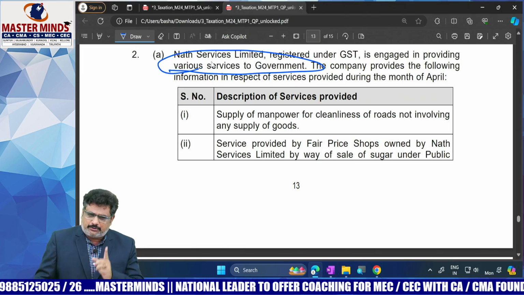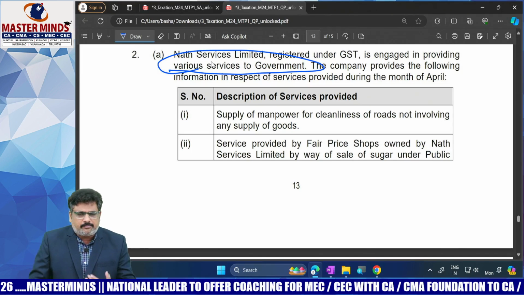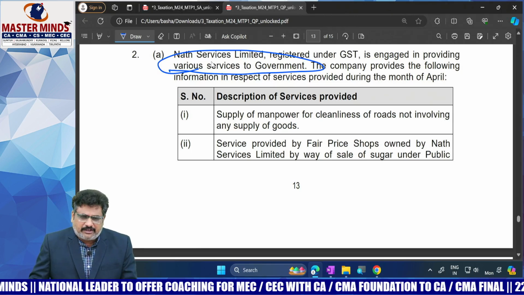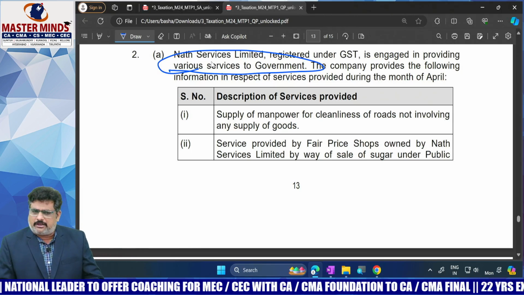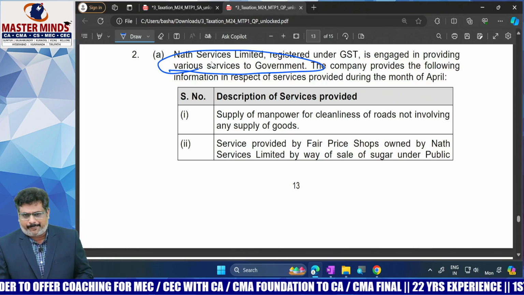Even in the class, I put importance on this. In some cases it is taxable under FCM, in some cases it is taxable under RCM, and in some cases it is exempted also. That's why the main focus is here: exemptions and RCM.